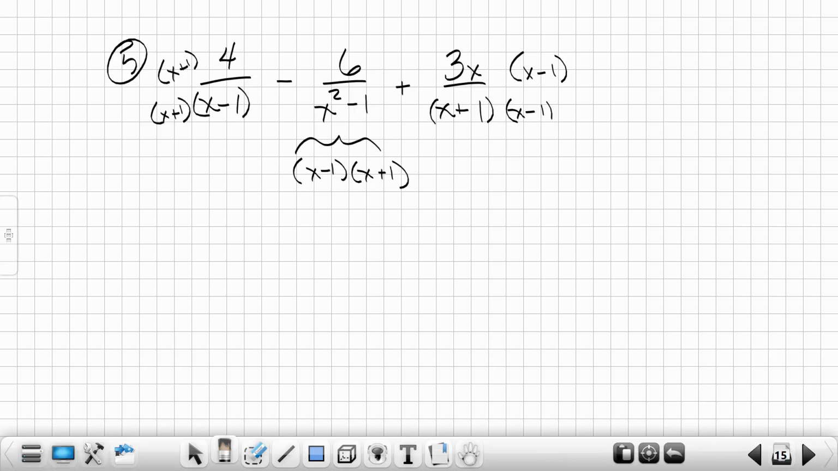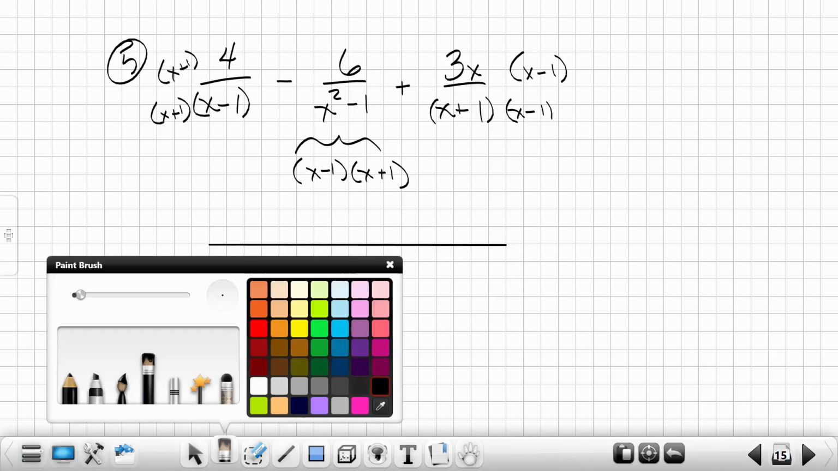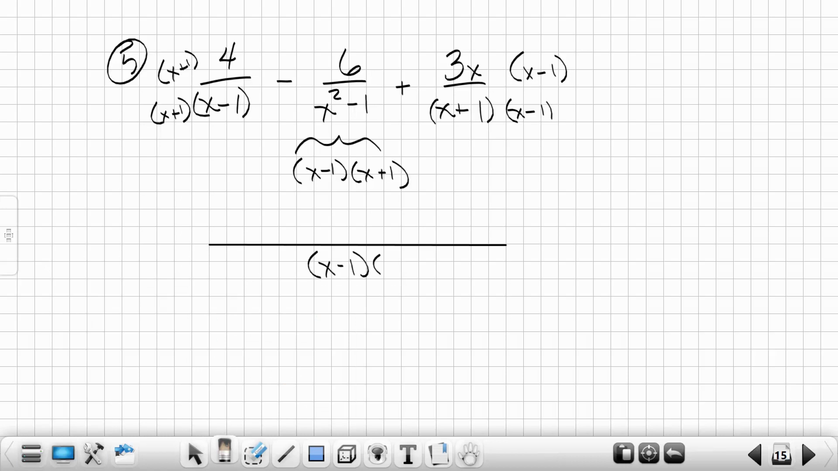Okay. So now I can write, since they all have the same denominator of x plus 1 times x minus 1, it could just stay x minus 1. I'm not going to multiply it out because just in case something cancels at the end, I want to make sure I leave that bottom factor. There's no reason to turn it back into x squared minus 1. So I have 4 times x plus 1 minus 6 times nothing plus 3x times x minus 1. I always do that because I like them a little more centered. Distribute.